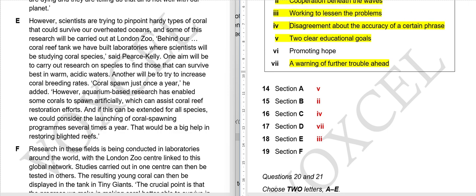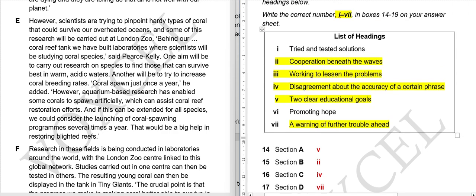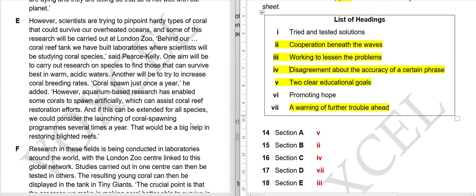Working to lessen the problems. Now, many of you will be wondering how. In this particular passage they are working to lessen the problems. One, they are trying to solve the problem of coral reefs. Scientists are trying to pinpoint hardy types of this. So they are trying to save the coral reefs here. Okay, this is the first part.